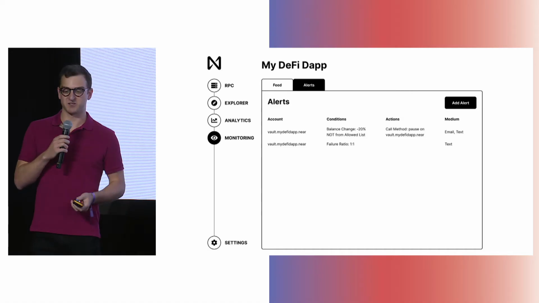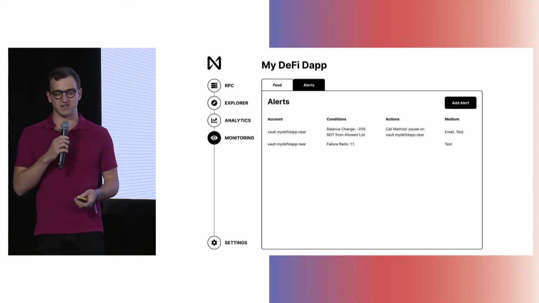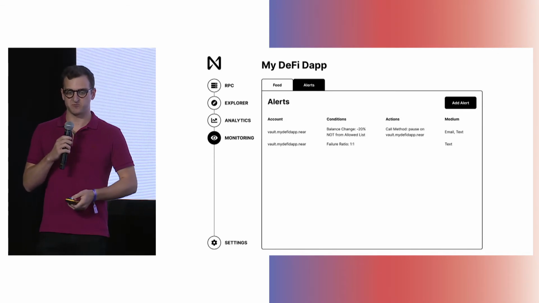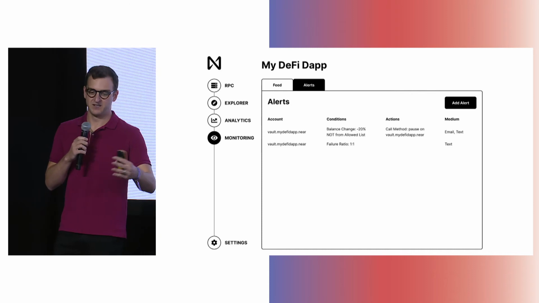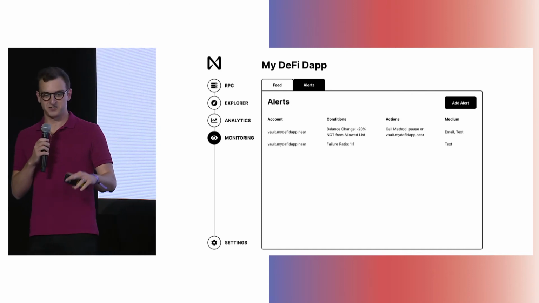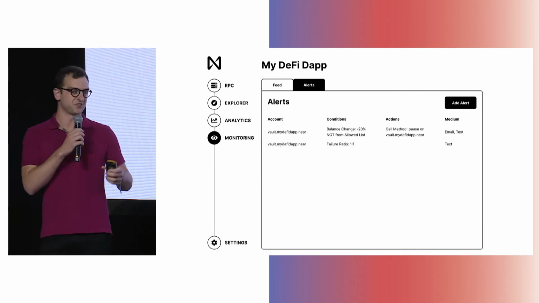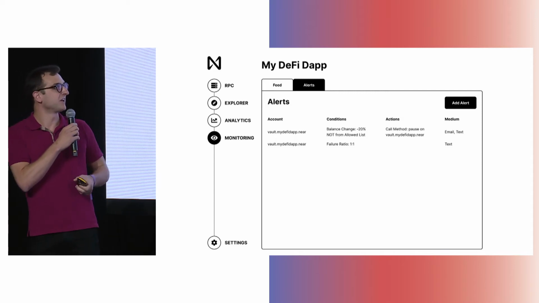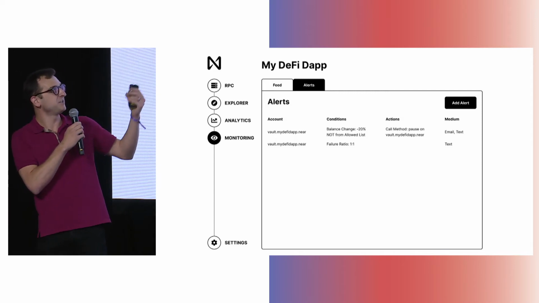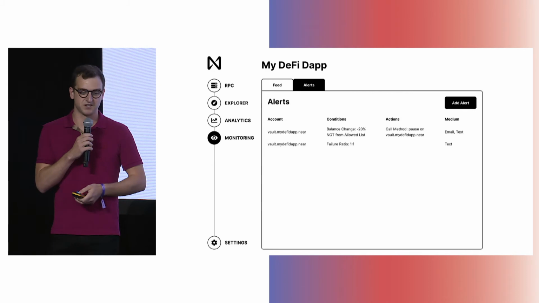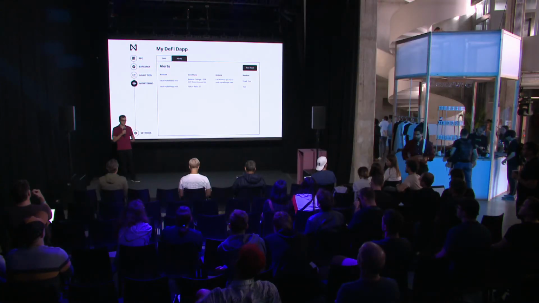So in this case, this goes back to the alerts and actions that I talked about earlier. In this example, we're on the monitoring screen. We're looking at our alerts here. And just going left to right, it's really readable how this is configured. You can see our account here is, in this example, like a vault contract. And the conditions of this alert are if the balance drops 20%. And this is also if that is caused by addresses not from our allowed list.